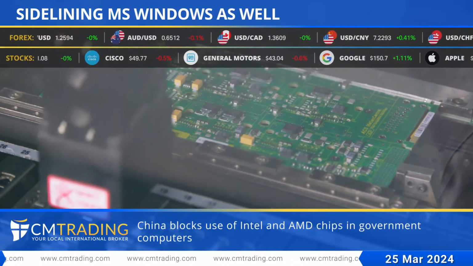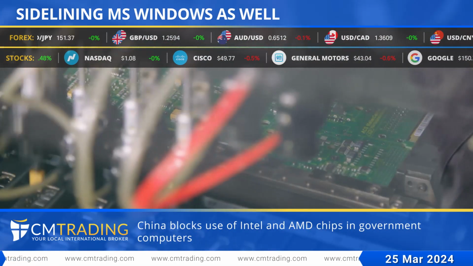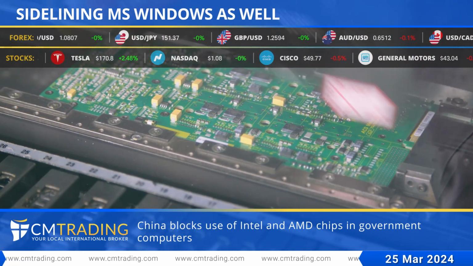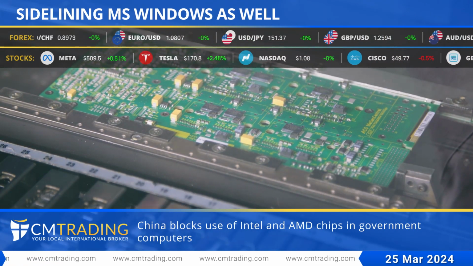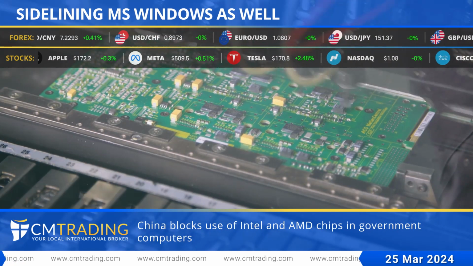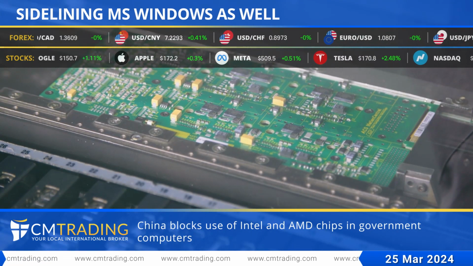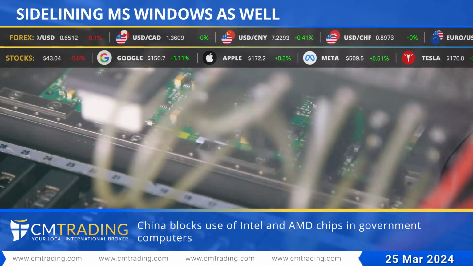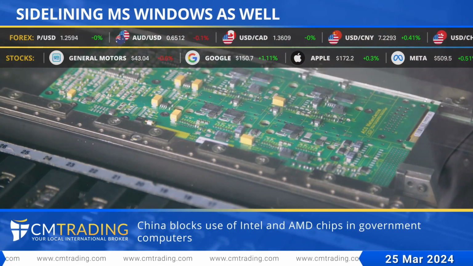China has introduced guidelines to phase out US microprocessors from Intel and AMD from government PCs and servers. The procurement guidance also seeks to sideline Microsoft's Windows operating system and foreign-made database software in favor of domestic options.